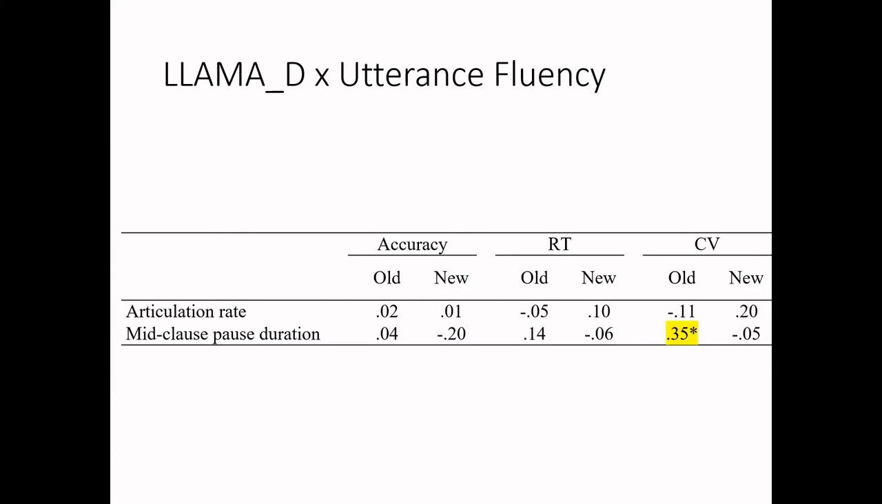And Llama-D and utterance fluency associations. When I first computed a correlation between Llama-D accuracy, reaction time, and CV, I found no significant relationship with articulation rate or mid-close pause durations. However, when I split the items of Llama-D into old items and new items following the reliability analysis, they behave completely differently. Then I found a significant positive correlation between CV of old items and mid-close pause duration.